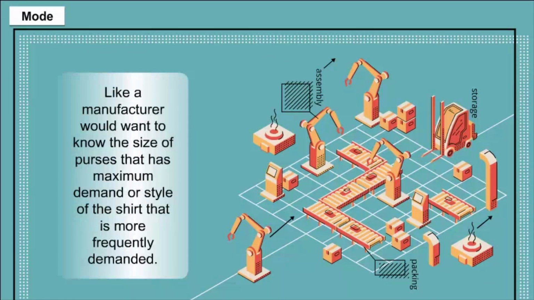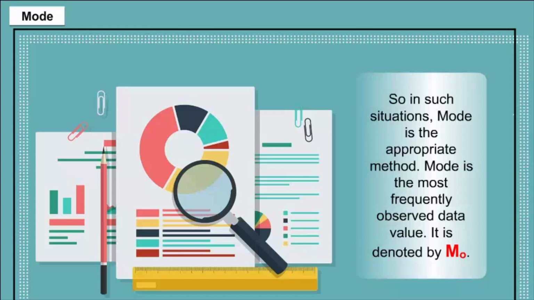Like a manufacturer would want to know the size of purses that has maximum demand or the style of shirt that is more frequently demanded. So in such situations, mode is the appropriate method. Mode is the most frequently observed data value. It is denoted by MO.